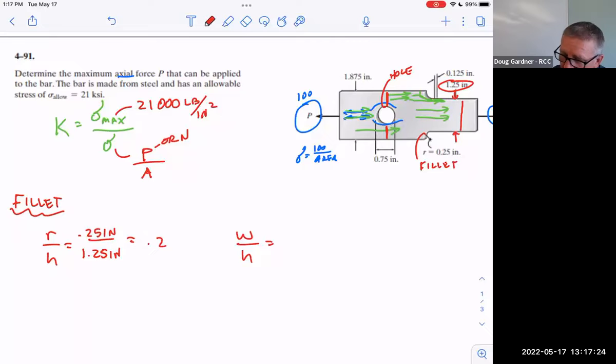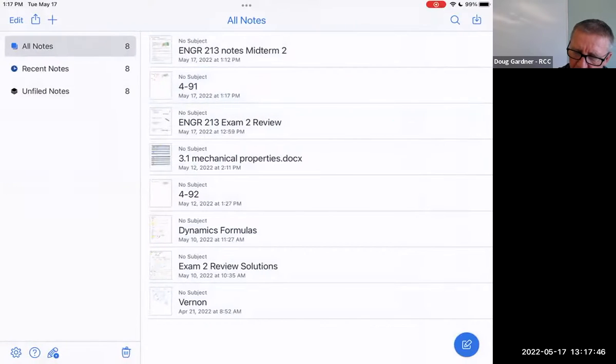And if I take the width, which is 1.875 inches, and divide by H, which is still 1.25 inches, what do I get for that? 1.5. So that's what I need to look up in the table. So let's go see if we can figure out what K is looking at that table, 0.2 and 1.5.